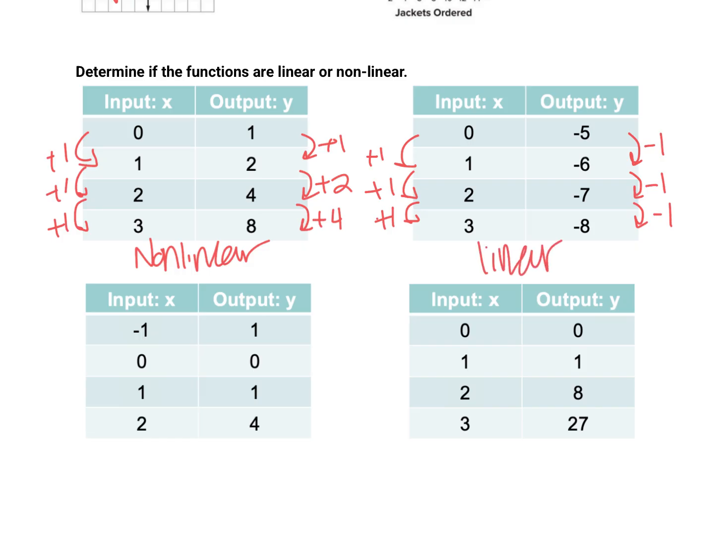Now that you've seen a couple examples, I want you to go ahead and pause the video here and try these two tables down here at the bottom yourself. Using that same process we did for these first two, figure out if the rate of change is constant. If it is, that would be linear. If it's not constant, then it'd be nonlinear. So go ahead and pause the video, try these two on your own, figure out if it's linear or not, and then come back to the video here once you're done, and let's check to see if you got it correct.